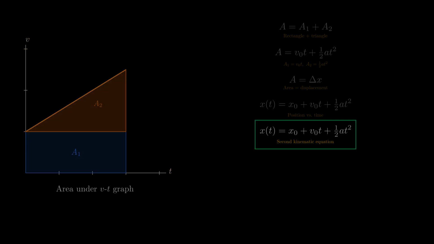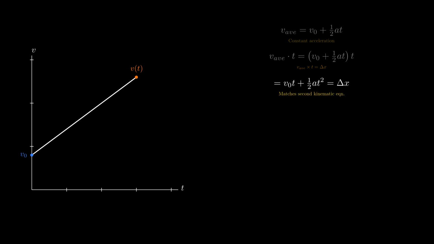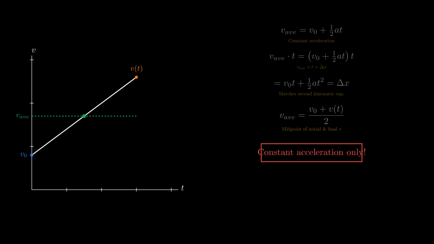versus time graph. There's another useful form for displacement. Under constant acceleration, the average velocity equals v0 plus 1/2 a times t. Multiply this by t to recover delta x. That gives v0 times t plus 1/2 at squared. Notice that the average velocity sits exactly midway between the initial and the final velocities. This midpoint property holds only for constant acceleration, not for general motion.